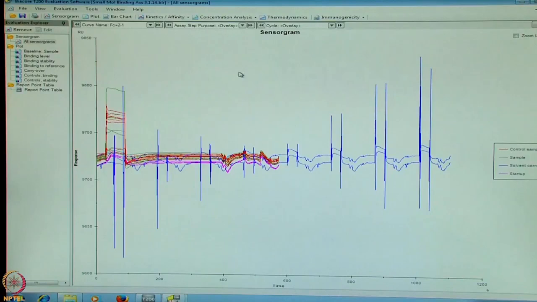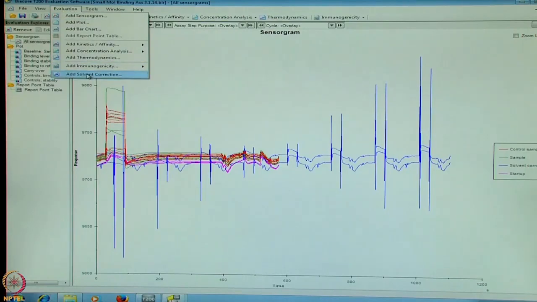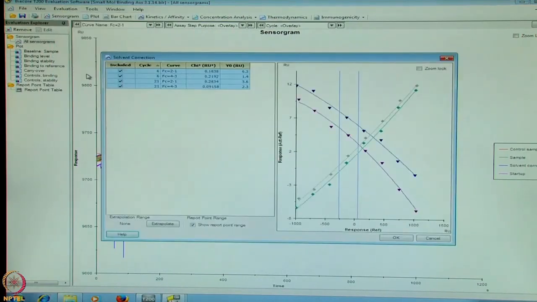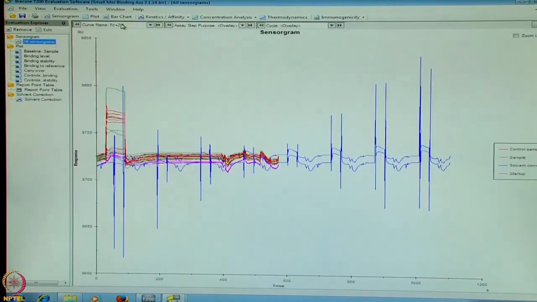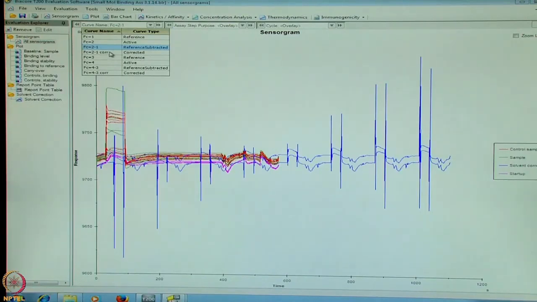Here, first we have to go on add solvent correction, check the solvent correction data, and if the data is good enough, we can say okay, and the data is subtracted for the solvent effect of DMSO, and we can see now in all the sensograms it shows 2 minus 1 corrected and simultaneously 4 minus 3 corrected with the solvent correction data that we have generated.